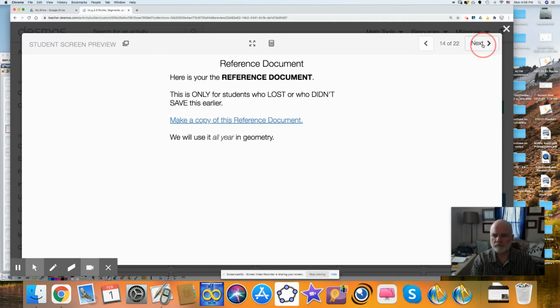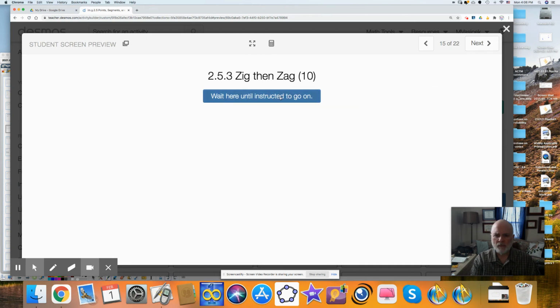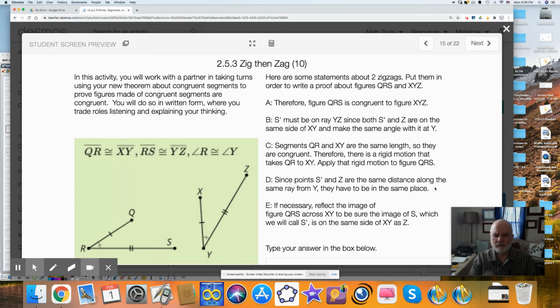Now, Zig-Zag. In this activity, you could work with a partner, or you could try doing this yourself. Here are some statements about a zigzag, QRS and XYZ.